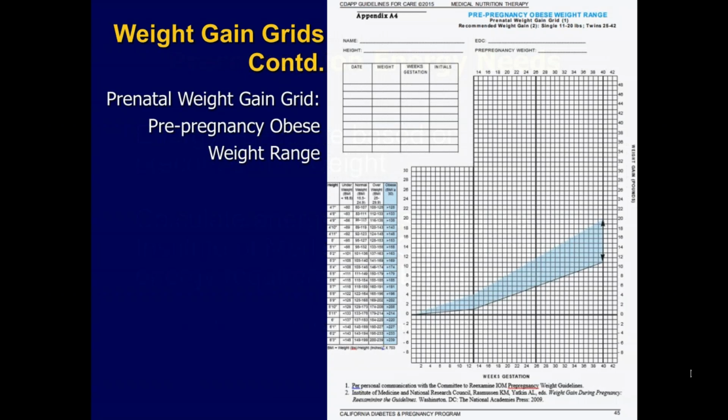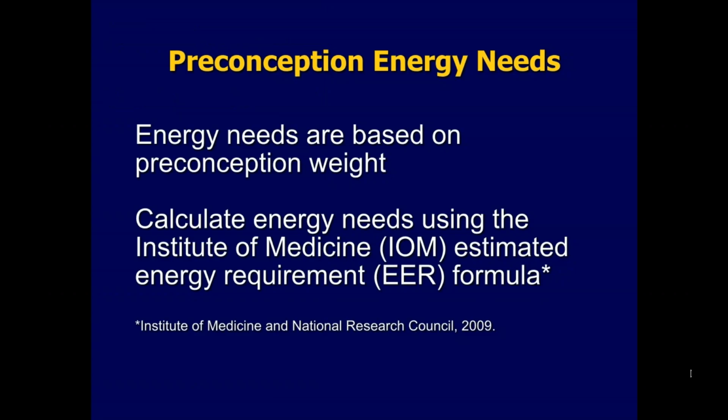Now, what are the preconception energy needs? The energy needs are based on preconception weight. So it depends on access to care. Some of the patients come in really early, which is a really good thing because you can control the sugars and the weight, and you can make changes in diet and exercise. But sometimes you do have patients who come in pretty late. It's almost like it's time to deliver. But energy needs always are to be based on preconception weight.